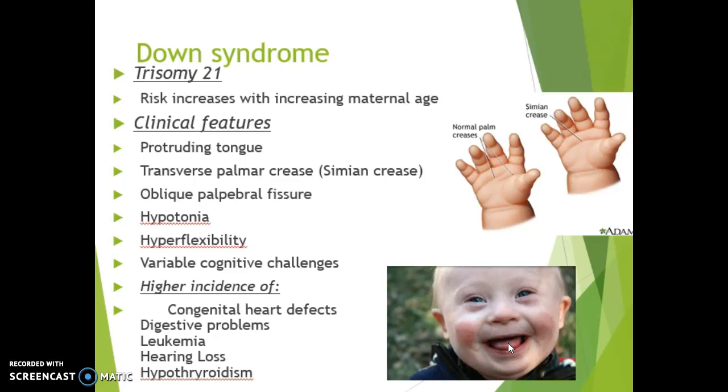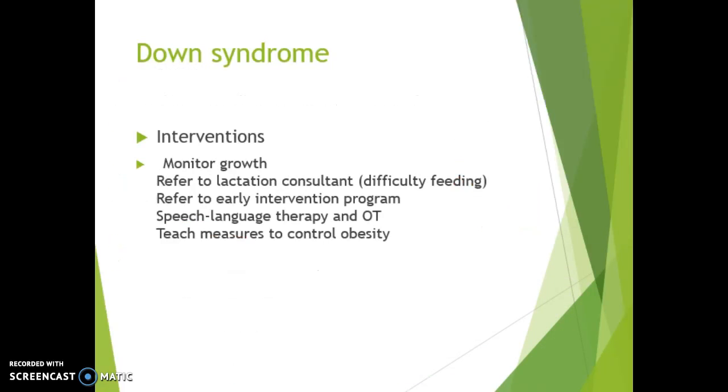Their tongue protrudes. They're hypotonic, so that means, I don't mean that in a fluid way. Hypotonia means they're floppy. They just don't have any ability to be flexible or to flex like they should. And all of the facial features and the hands and all that's okay. They can live with that. However, they have a lot of congenital heart defects, digestive problems. They're at risk for leukemia, hearing loss, hypothyroidism. So there's a whole lot of comorbidities that come with Down syndrome, specifically and most importantly, the congenital heart defects.